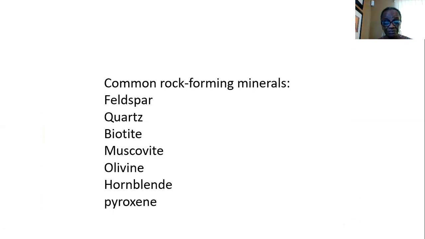Common rock-forming minerals include the ones that you see here: feldspar, quartz, biotite, muscovite. Those are the types of mica. Olivine, hornblende, and pyroxene. Feldspar and quartz are on the list, and so that's the most abundant silicate mineral, and this is the second most abundant. And it so happens that these common rock-forming minerals listed here are all silicate minerals. So that means that they have something in common. And we know what the building blocks of all silicate minerals would be. It's the silicon-oxygen tetrahedron.